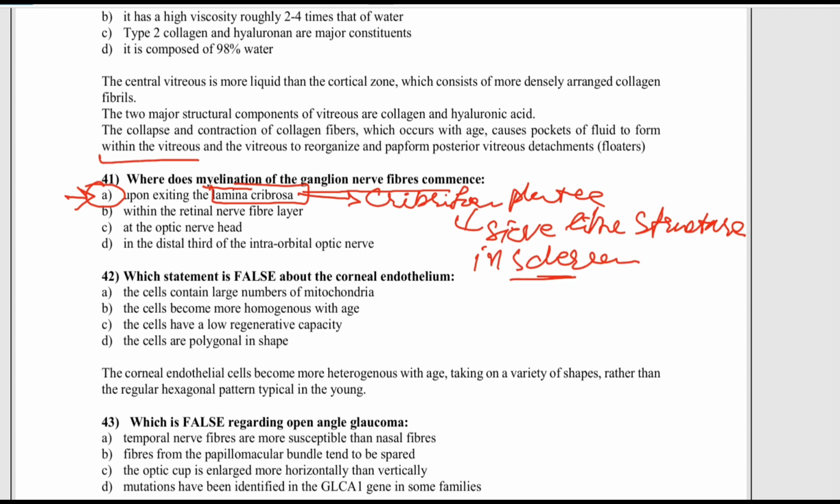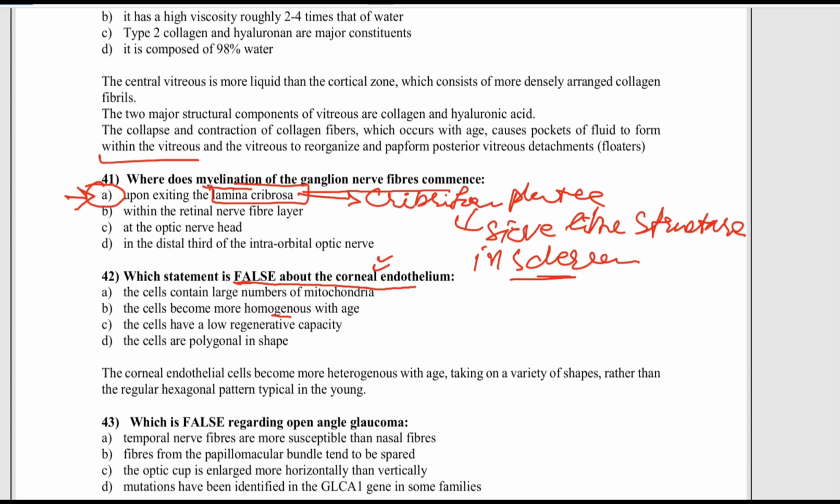The next question is, which of the following statements is false about the corneal endothelium? Questions like the false one can be asked like, which of the following is least likely about the corneal endothelium? So remember, the MCQ can be modified like this in the real exam. The options are: the cell contains large numbers of mitochondria; the cells become more homogeneous with age; the cells have a low regenerative capacity; the cells are polygonal in shape.